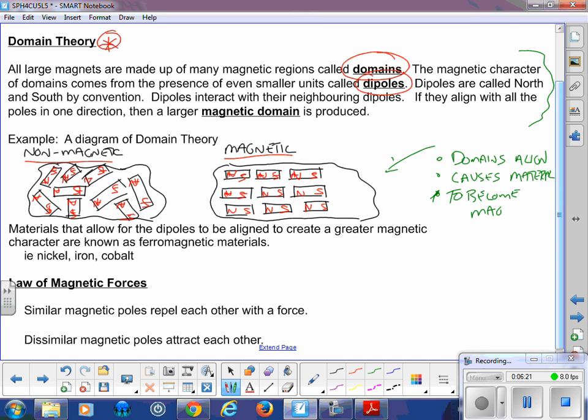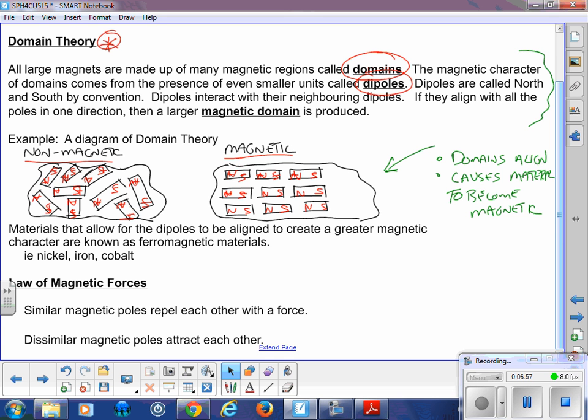Remember, always start with the diagram when you're trying to explain something. It makes it a lot easier in the write-up. All right. Moving along. Materials that allow for dipoles to align create a greater magnetic character. There's some materials that align much easier. So your nickel, your iron, your cobalt. Most of you, probably in grade 3, created a magnet with the nail, wrapped the wire around, put a battery on overnight. The material became magnetic. So metals generally become magnetic a lot easier, and certain metals become magnetic more easily.